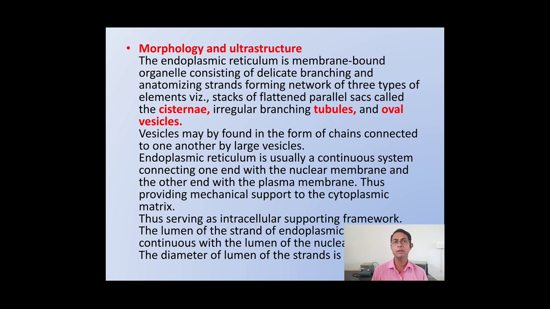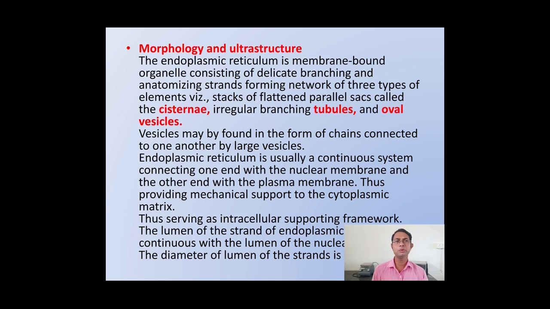So cisternae is the network of the tubules. So tubules connected with each other and they form a cisternae, and later on there is a presence of vesicle. Vesicles may be found in the form of chains connected on one another or by a large vesicle. So vesicles are connected like a bowl or a circular structure. They connected with each other and they form the chain of the vesicle.